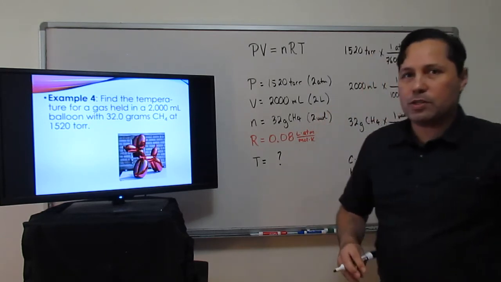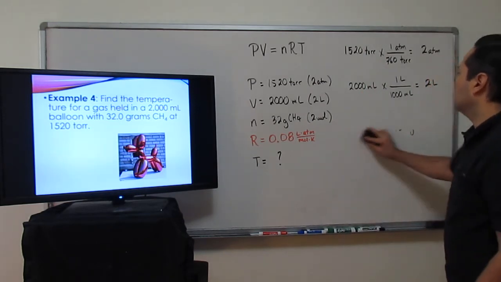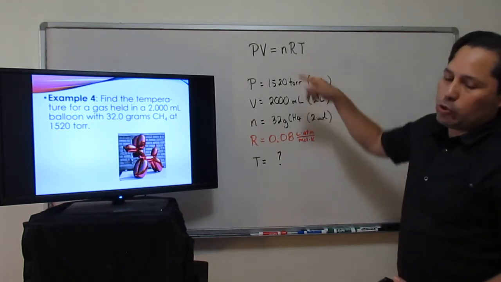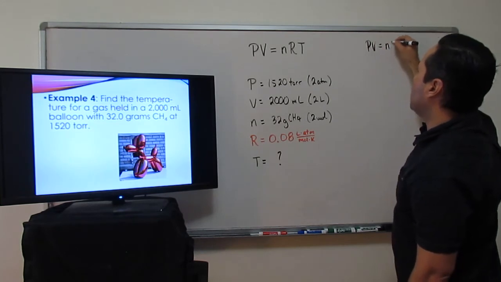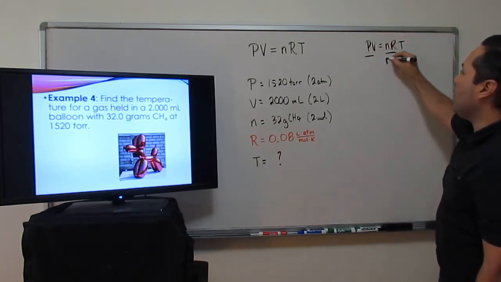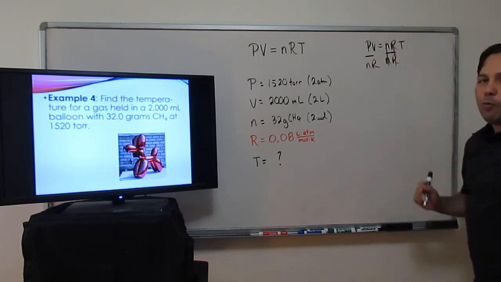Alright, so now we got all of our values. What's the temperature inside? Alright, let's go ahead and solve for that. So we're solving for the temperature, so we want to isolate it. So what are we going to do to our formula? PV equals nRT. I want the temperature, so I'm going to divide by the n and the R, so that way they're gone, leaving the T all by itself.